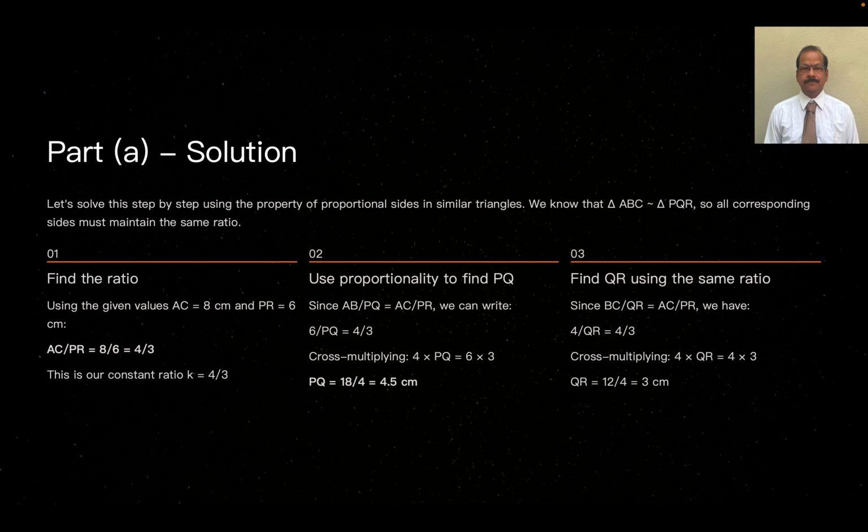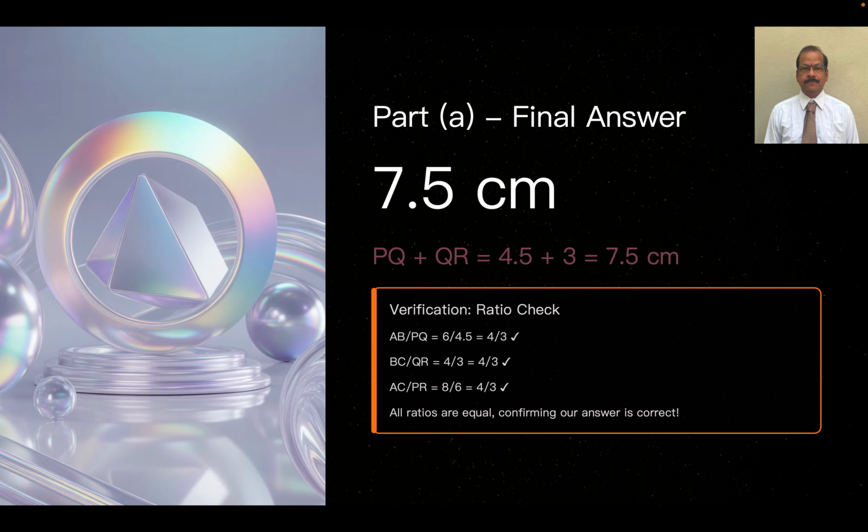Now find QR using the same ratio. Since BC by QR equals AC by PR, we have 4 by QR equal to 4 by 3. Cross multiplying, 4 into QR equal to 4 into 3, QR equal to 12 by 4 equal to 3 centimeters. Now we are asked to find the sum, PQ plus QR, which comes to 7.5 centimeters.